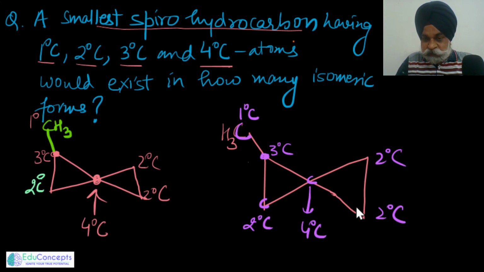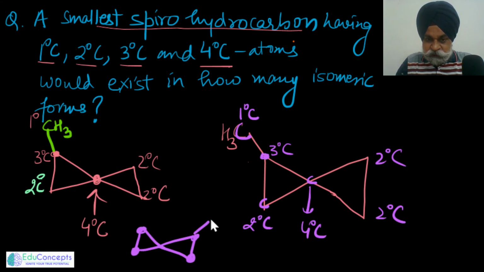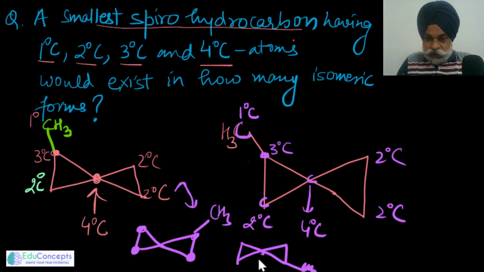So how many isomeric forms? I see here that there is only one isomeric form, because all these positions are chemically identical. Wherever you place one methyl, these two are the same, or if you place one methyl here, this also is the same. So it would have only one isomeric form.